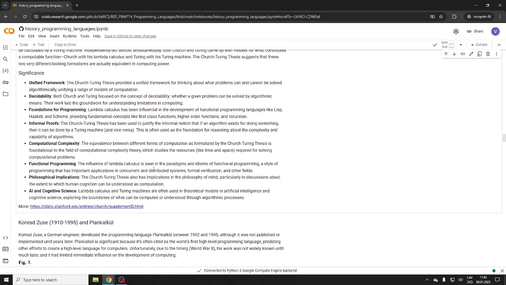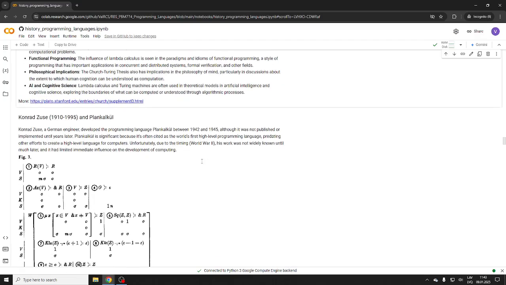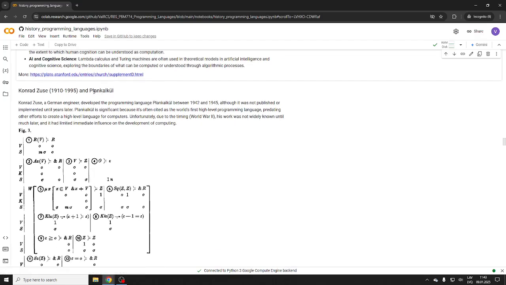So now we actually get to the first programming language as we understand it, and it's done by Konrad Zuse. He came up with Plankalkül. It's kind of a sad story because he developed his programming language between 1942 and 1945. That was the time. It was not published or implemented until years later. The world had other problems at the time.